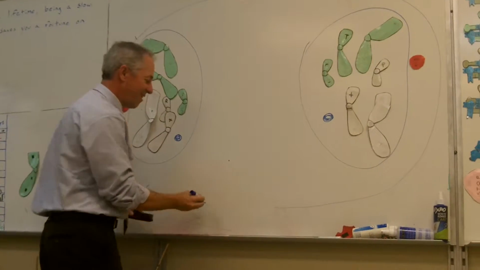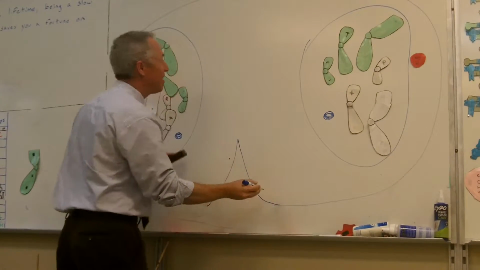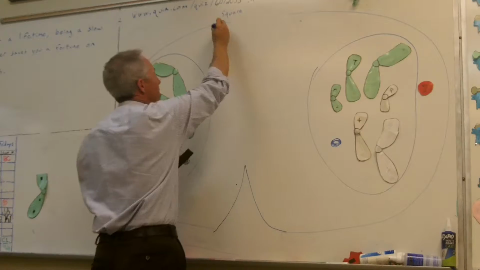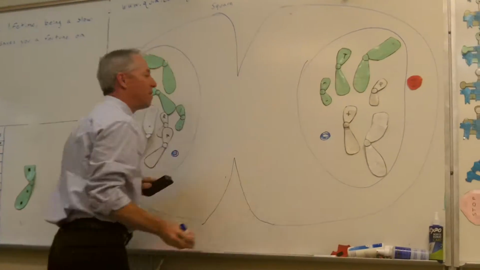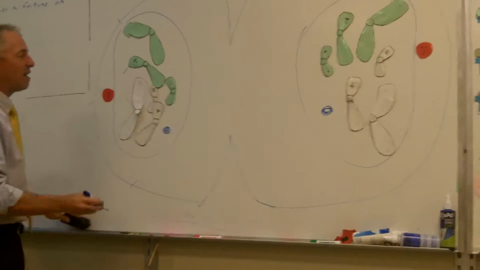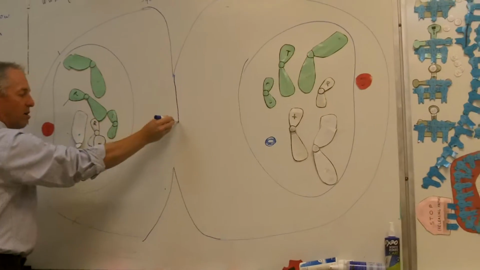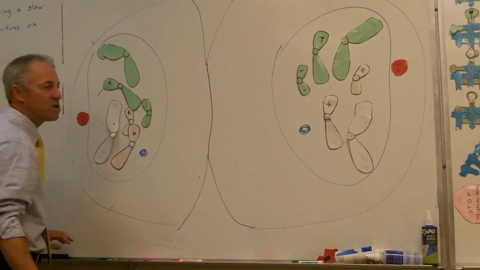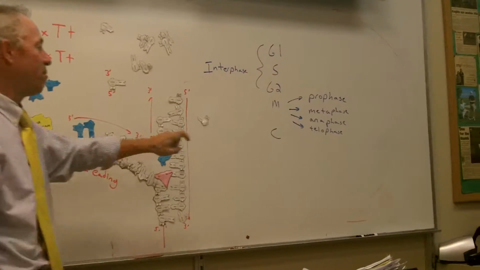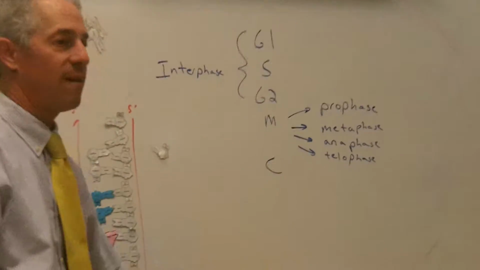And the cell will start to pinch inward. This is in telophase. And what's it called when it finally breaks apart in two? Cytokinesis is when it finally breaks in two. That's the C. And now we have two new cells.